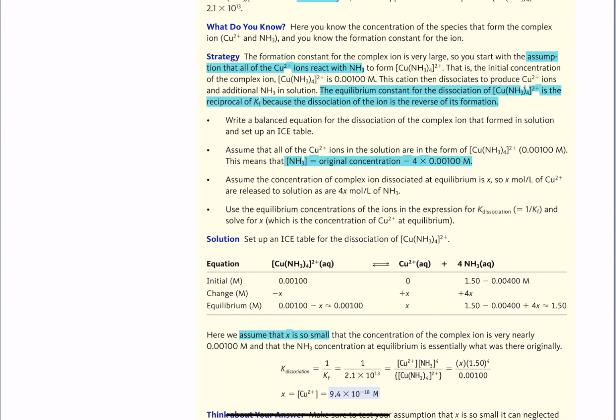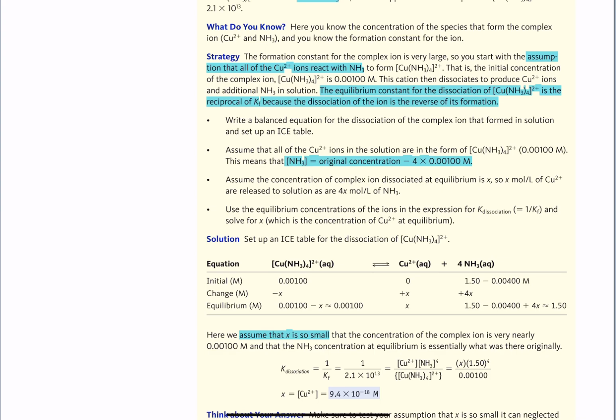Consequently, you end up at the very bottom of the ice chart with your equilibrium molarity of your complex ion as being 0.00100 molar, approximately, to 3 sig digs. And your molarity of your ammonia is approximately 1.50 to 3 significant digits, because that minus 0.00400 just barely doesn't show up. If it got a little bit higher, it would show up.